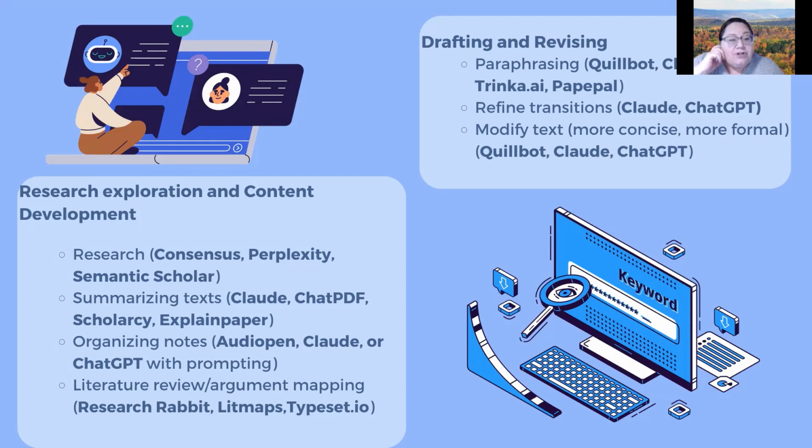And then we have research and exploration and content development. I haven't even used some of these tools, I'll be honest with you. I've looked at Consensus, Perplexity, Semantic Scholar, Claude, ChatGPT, Scholarcy, Explain Paper, and AudioPen. All of these will be on a document that we're going to provide for you. Research Rabbit is fun. It goes out and gathers everything that you need for a literature review and allows you to set it up. So that's a fun tool to use as well.